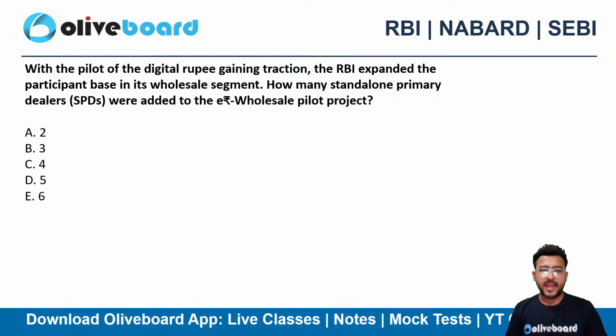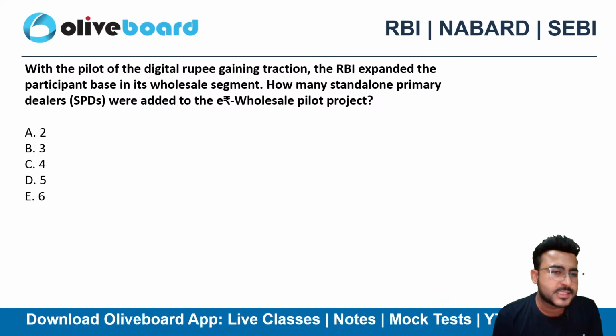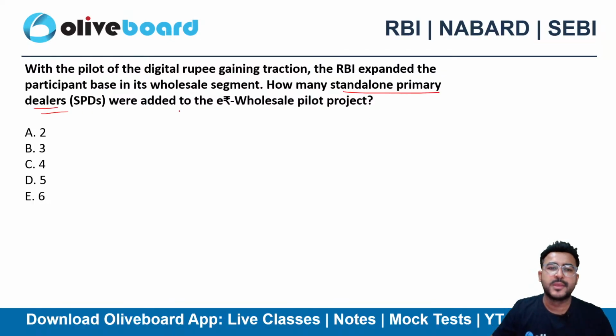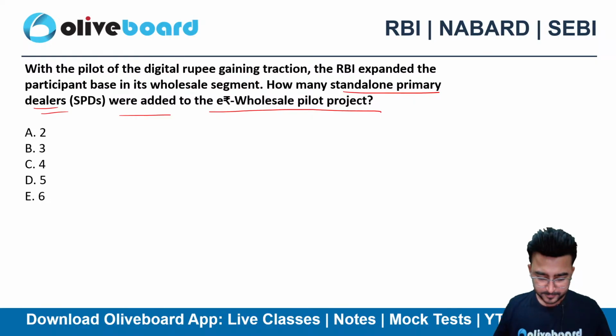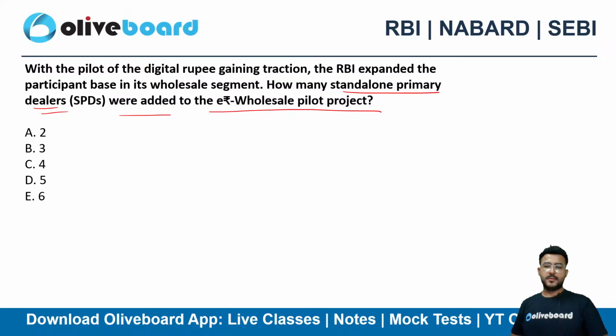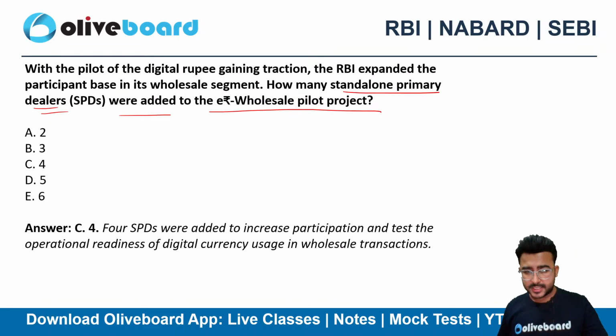Next is, with the pilot of the digital rupee gaining traction, the RBI expanded the participant base in the wholesale segment, and that's why they have also involved standalone primary dealers as well. So SDPs were added to the e-rupee wholesale pilot project. How many standalone primary dealers were added to the e-rupee wholesale pilot project? None other than your CBDC. The correct choice here is 4. Okay.